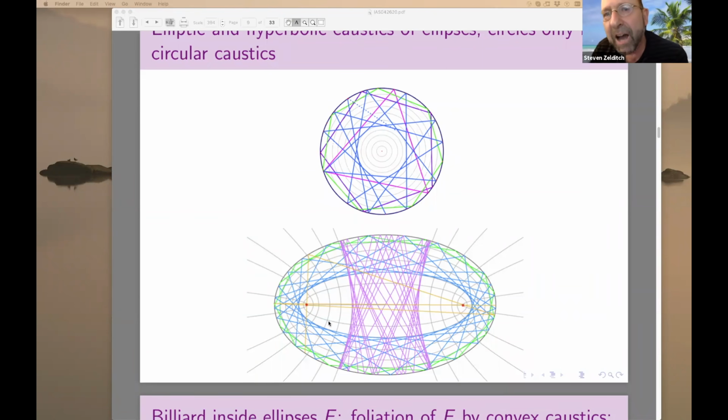These confocal ellipses are called convex caustics because they're convex curves. In addition to that, there are these hyperbolic caustics. Some of the orbits of the billiard trajectory go through the line segment between the foci, and these bounce around and have these hyperbolic caustics. The billiard trajectories which lie outside, which don't go through this line segment between the foci, have these elliptic caustics.